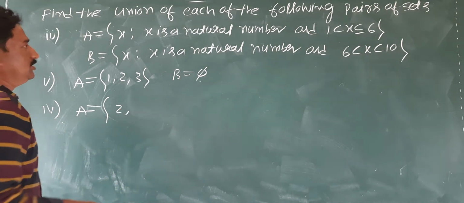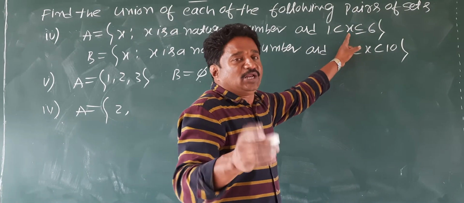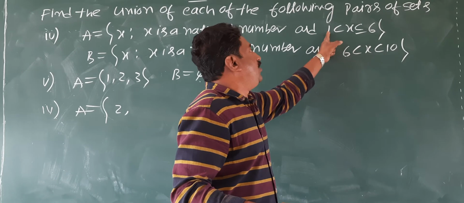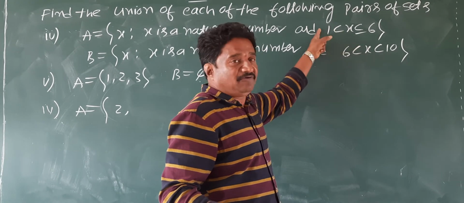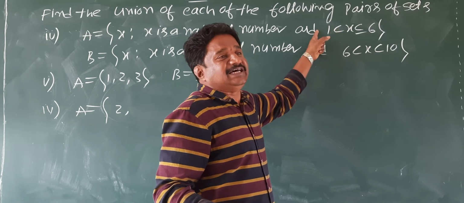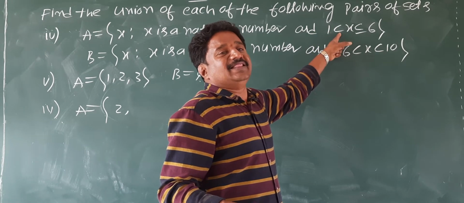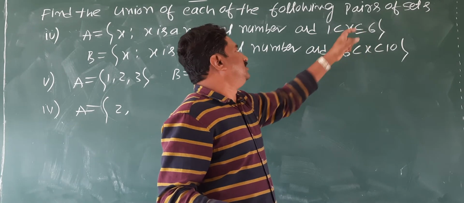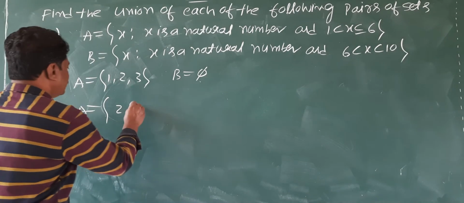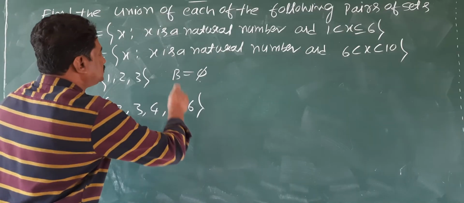So 2. Is 1 included, students? No. Natural numbers should be greater than 1. We don't have equals, so 1 is not included. So 2, 3, 4, 5, 6.